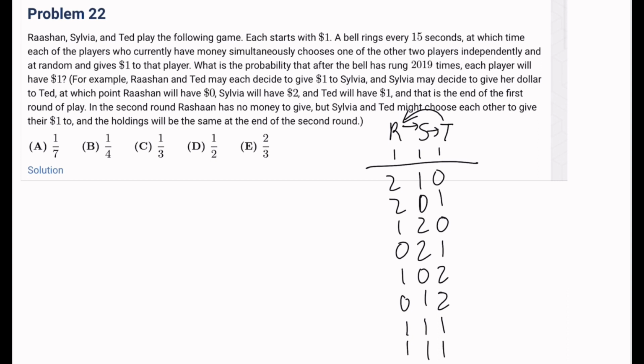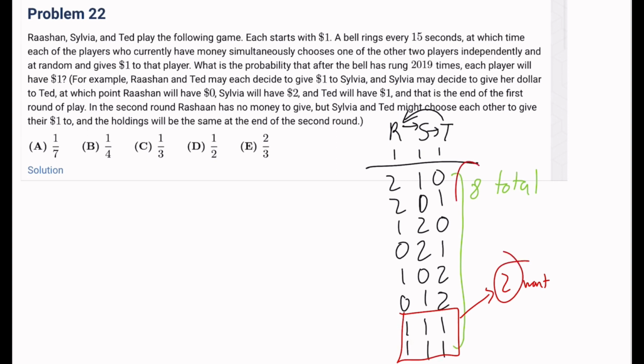And so in total we have 8 possibilities. But then for our 1, 1, 1, we have two that we want, right? And this pattern is going to continue for everything. And since there are 2019 rounds, the probability that this will happen is going to get closer and closer to 2 over 8, right? So our final answer is 2 over 8, which is 1 over 4. So the answer is B.